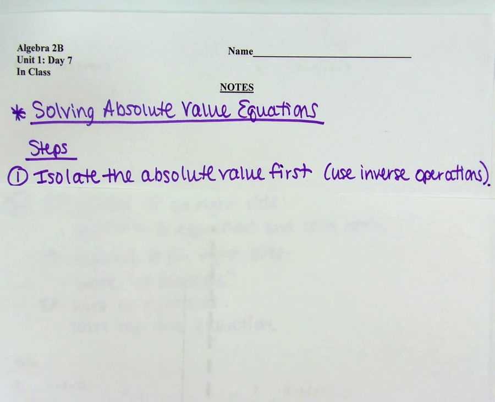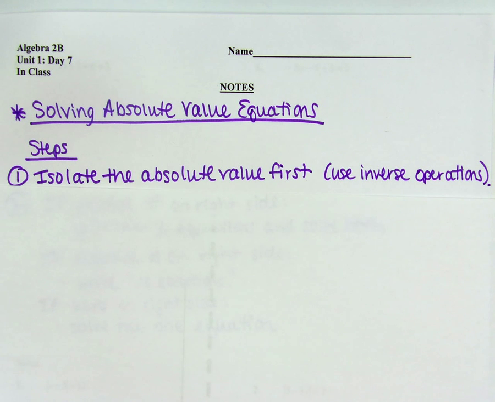Hello. So today we're going to be solving absolute value equations, and you have to remember the concept of the absolute value that we did earlier in the chapter. So absolute values are positive numbers or zero. That's the distance away from zero.